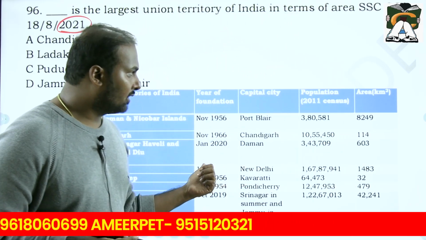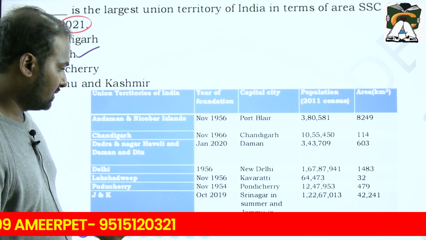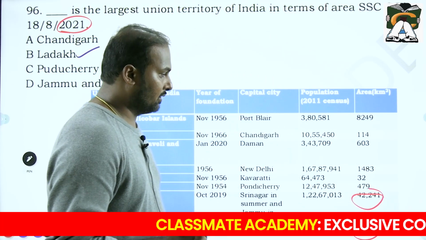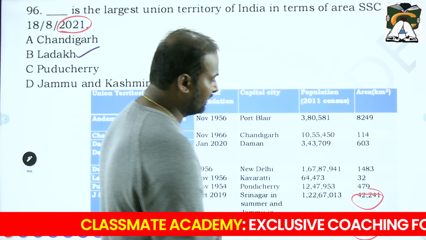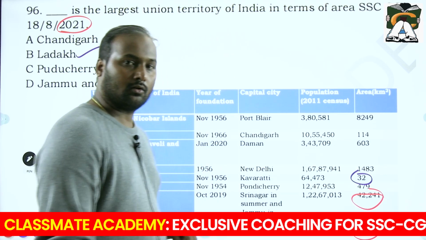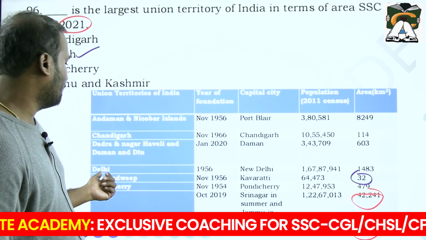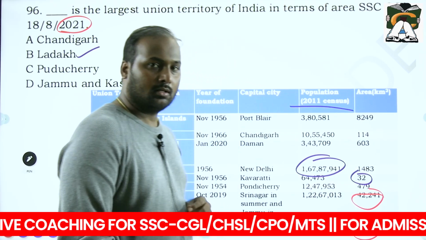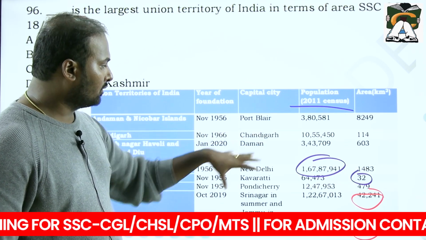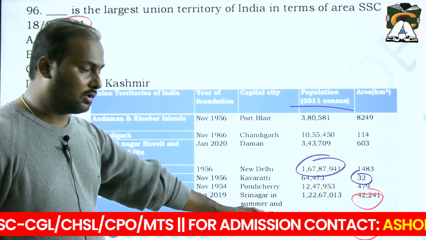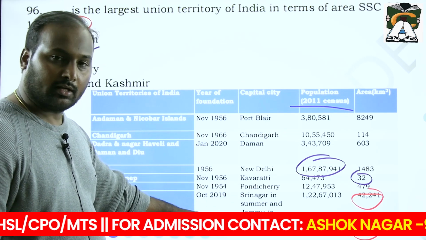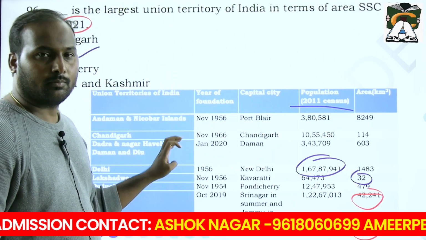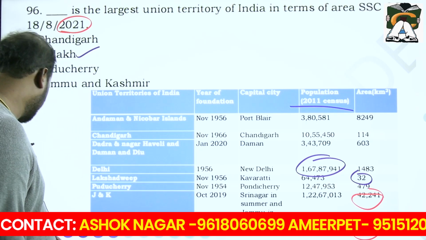So I gave the recent table. Remember this: the largest as of now is Ladakh. Second largest is Jammu and Kashmir. And the smallest area is Lakshadweep with only 32 square kilometers. Okay, and population wise, obviously your answer will be Delhi, around 1.6 crore at the 2011 census. So go through this table. You have the capital cities of all union territories, followed by the year they were formed, population, and area. So take a screenshot and preserve it. Use it for revision.